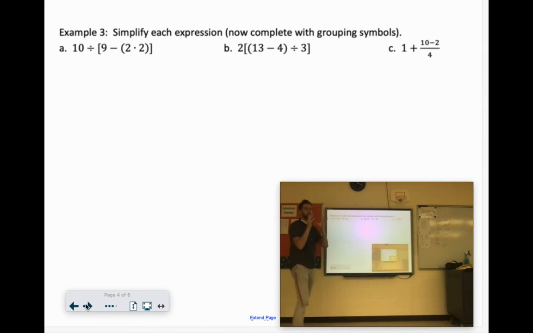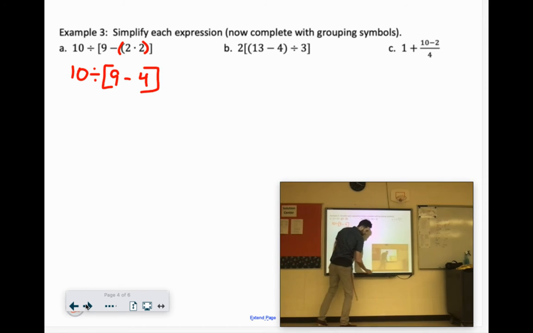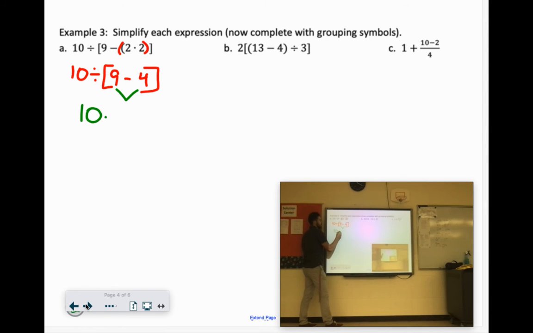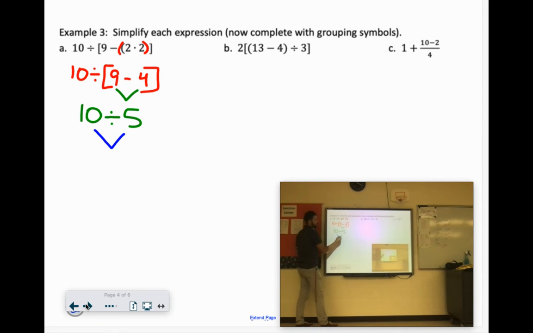Now we've got the grouping symbols. You always start with the innermost grouping symbols and then work your way out. So I see brackets and parentheses on A. We're going to start with the innermost parentheses, the 2 times 2. And 2 times 2 is 4. So we have 10 divided by bracket 9 minus 4. So we're still working in that grouping symbol. The 9 minus 4 is 5. So we have 10 divided by 5. And then we just do what's left. 10 divided by 5. How many 5s go into 10? 2.